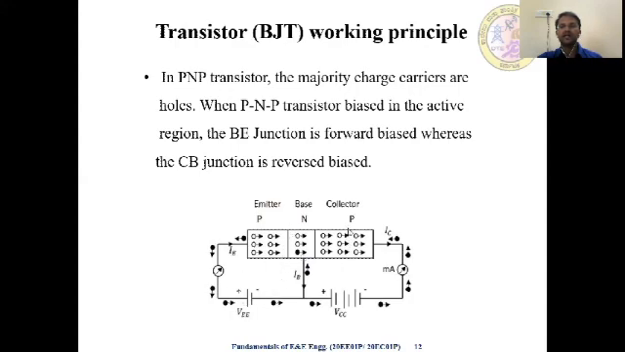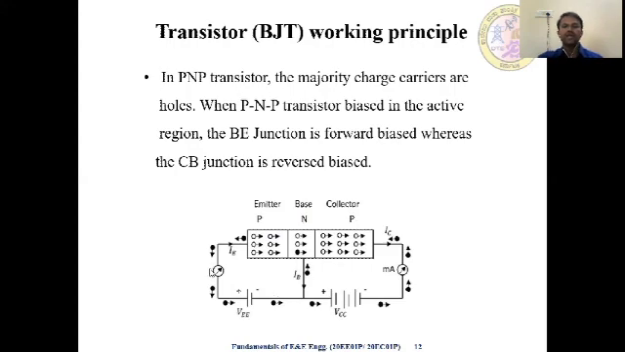When we consider the base collector junction, the P-type semiconductor is connected to the negative of a battery, and the N-type semiconductor, that is the base, is connected to the positive of a battery. So P-type to negative, N-type to positive. This is called reverse biasing. P-type to positive, N-type to negative is called forward biasing.